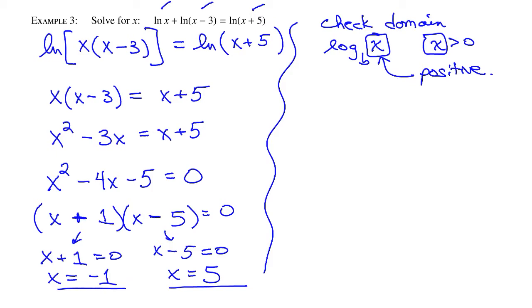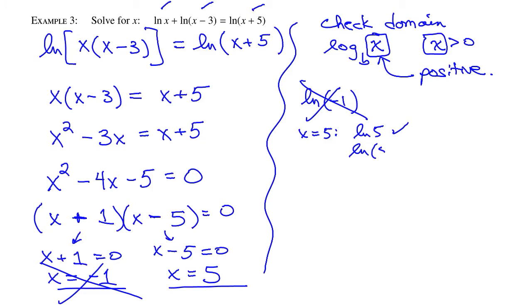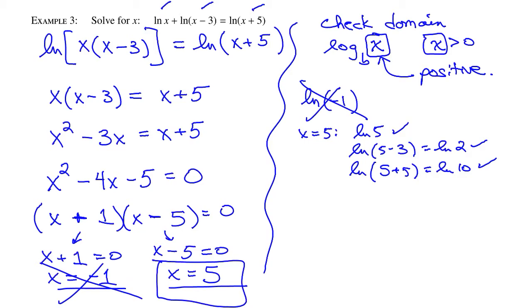Right off the bat, we put in negative 1 and we get the natural log of negative 1. That's a non-starter, so negative 1 is not a solution. That is out. Then you can check the other, with the 3 logs. When x is equal to 5, we have natural log of 5, that works. Natural log of 5 minus 3 is the natural log of 2, that works. And the natural log of 5 plus 5 is the natural log of 10, and that one works. So everything works with x equals 5, and the only answer is x equals 5.